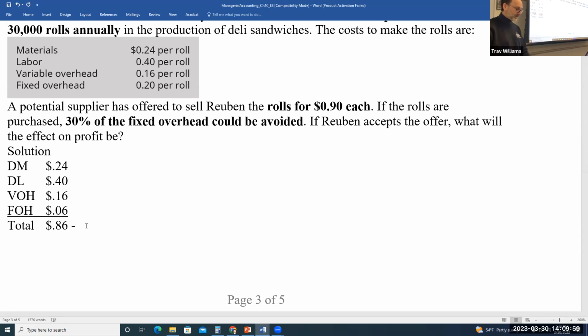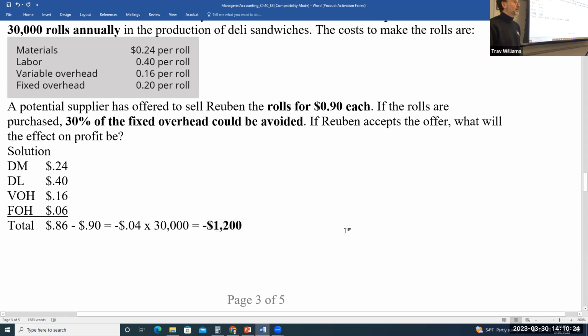So think of it this way, 86 cents minus the 90 cents equals a loss of 4 cents times 30,000 rolls equals a loss of $1,200. So that is our answer. Our profits are going to go down by $1,200 if we outsource the production of the rolls.